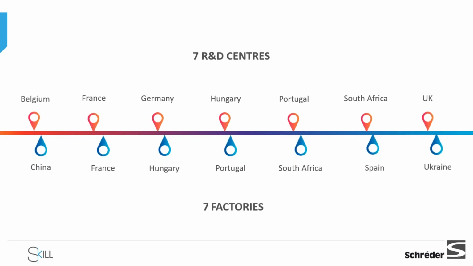We have in Schroeder 7 research and development centers and 7 factories. For research and development, we have centers in Belgium, France, Germany, Hungary, Portugal, South Africa, and the United Kingdom, while our factories are in China, France, Hungary, Portugal, South Africa, Spain, and Ukraine. Each factory and each research and development center normally focuses on a specific segment or product range, and some of the products are duplicated in different factories.